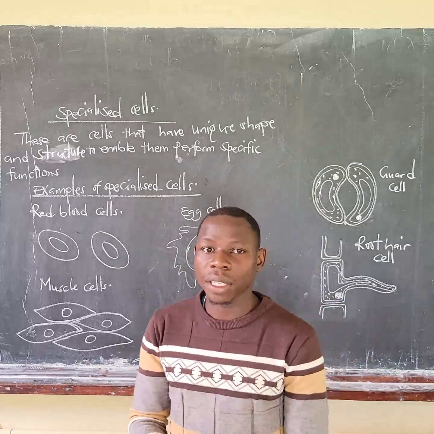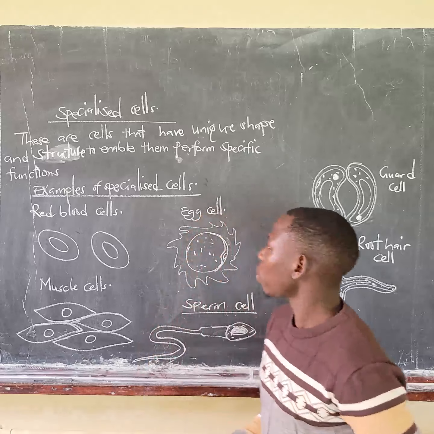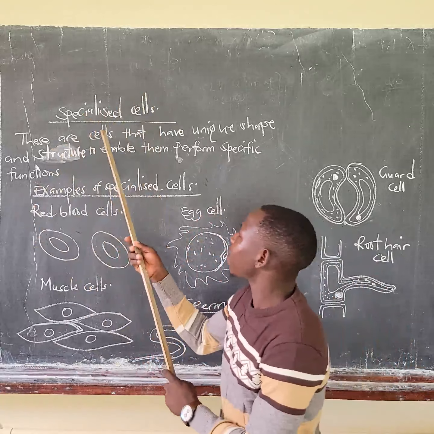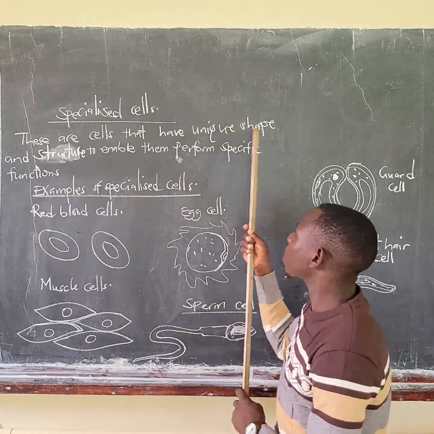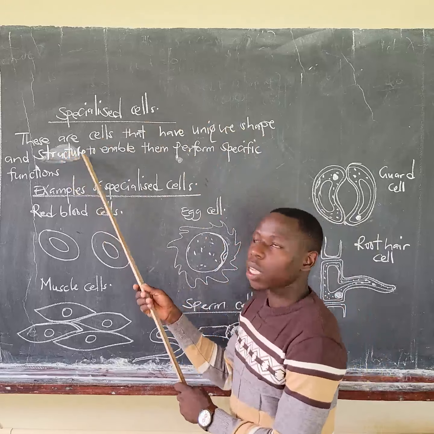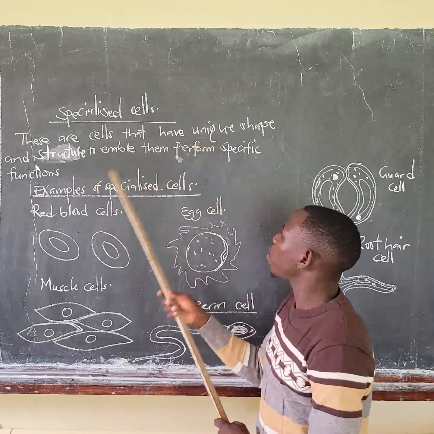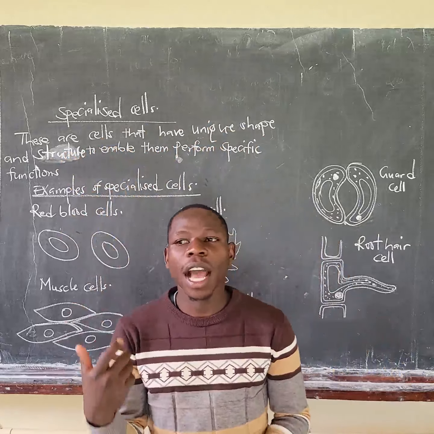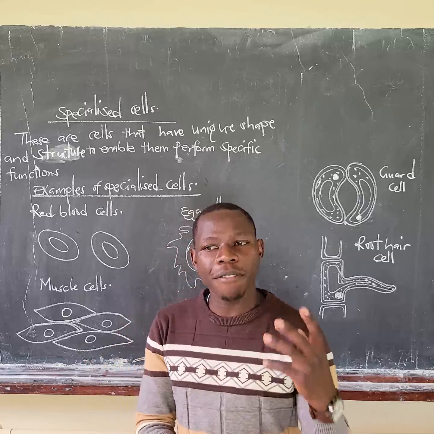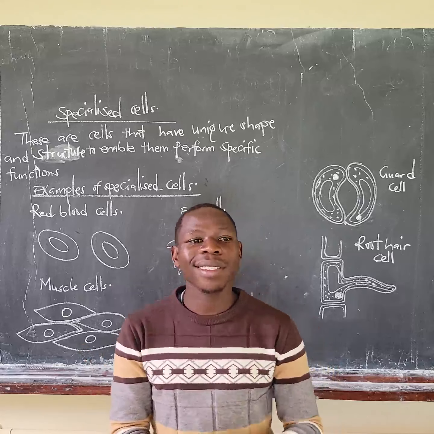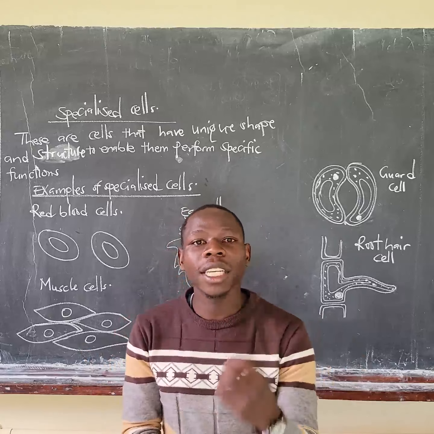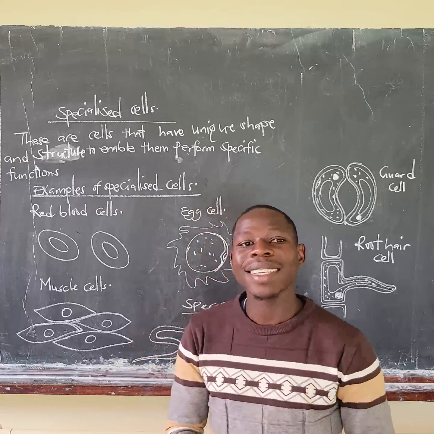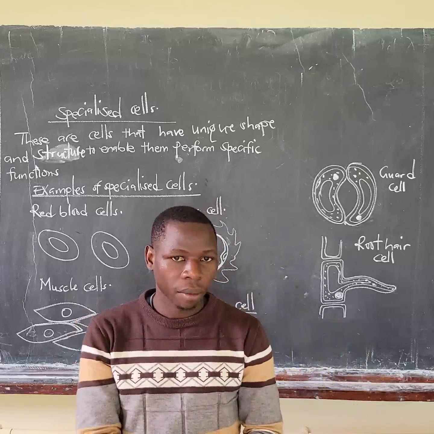And the answer is no. We are saying specialized cells. These are cells that have unique shape and structure to enable them perform specific functions. Learners, cells undergo what we are calling modification. Cells change their structure and change their shape to enable them perform specific functions effectively.